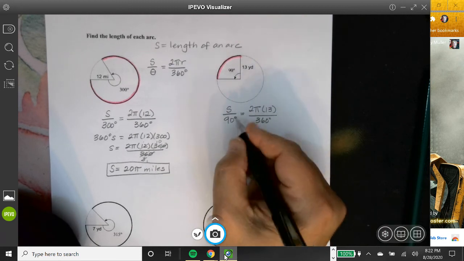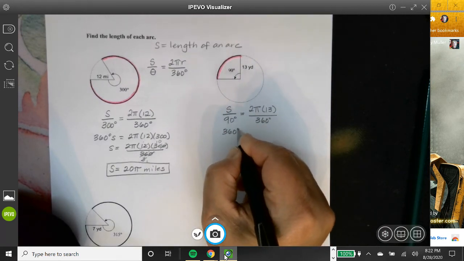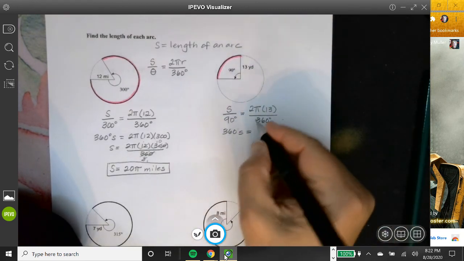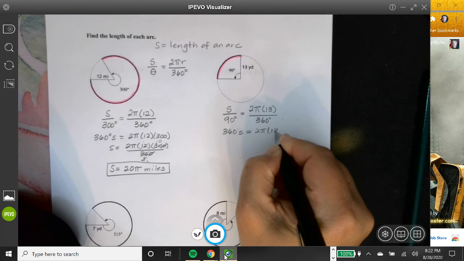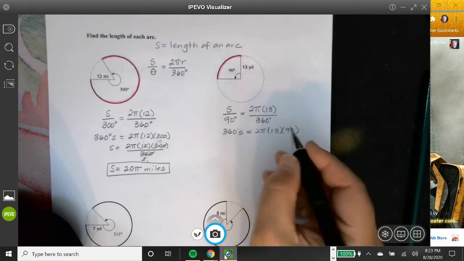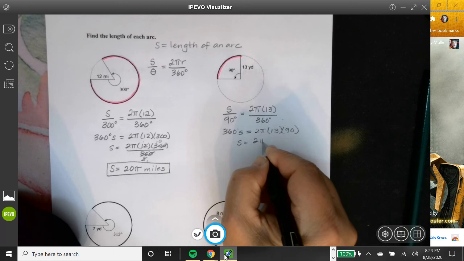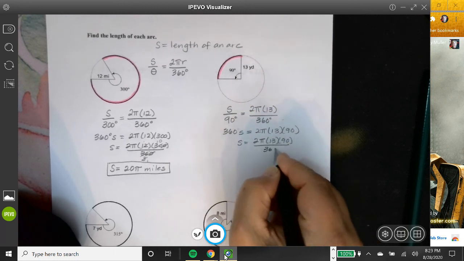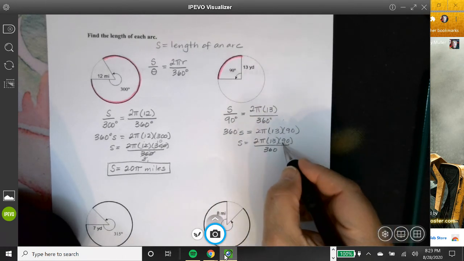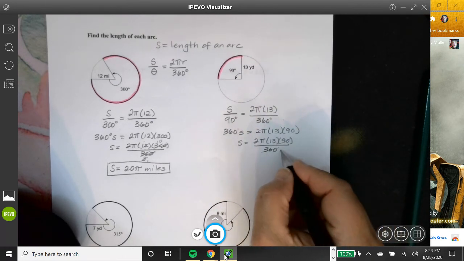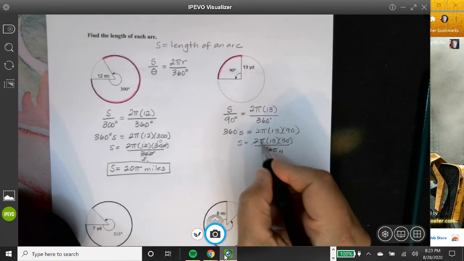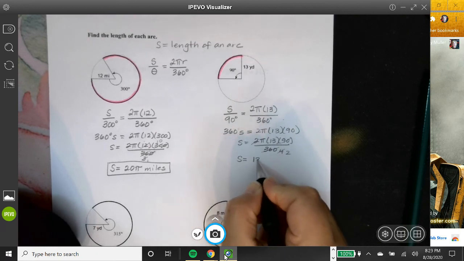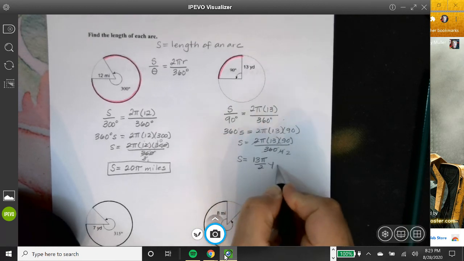So to solve for S, again, I'm going to cross multiply, and I'm going to get 360 degrees times S equals, I'm going to drop the degrees now, if that's all right. 360S equals 2 pi times 13 times 90, and I get S equals 2 pi times 13 times 90 over 360. Well, this is easier to cancel, I think, because 90 goes into 360 4 times. And 2 goes into 2 once, and 2 goes into 4 twice. And so this arc length becomes 13 pi over 2 yards.